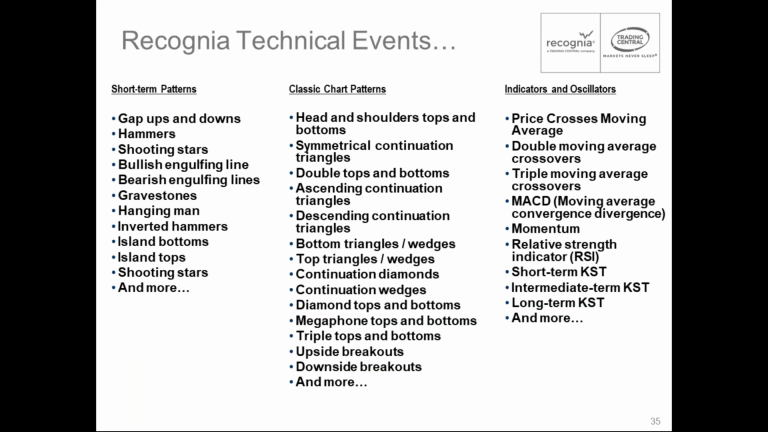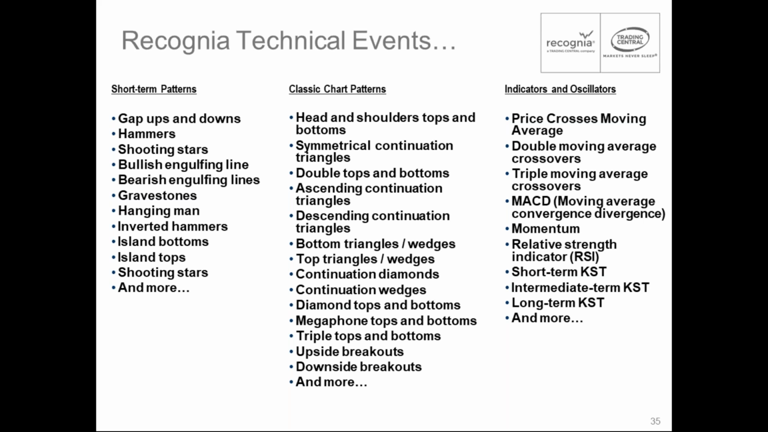So we've talked about a number of different kinds of technical events. We talked about hammers, for example, in short-term patterns. We talked about head and shoulders, and we talked about symmetrical triangles as part of our classic patterns. We talked about price crossing the moving average as part of our indicators. And what many of you may now be thinking is, well, gee, there seems like there's a lot of these different kinds of events, and how am I supposed to remember what everything is?